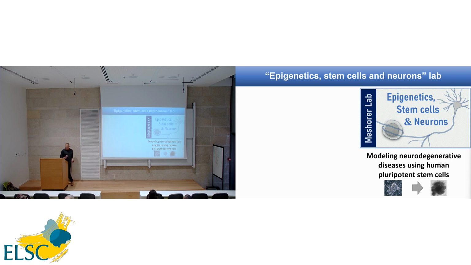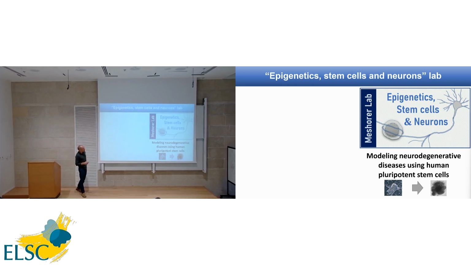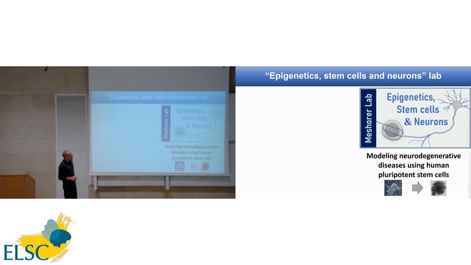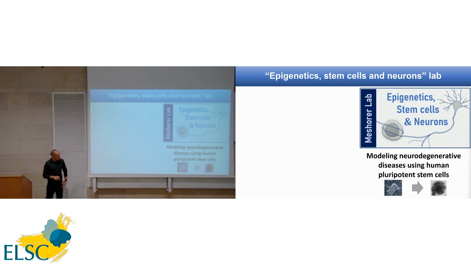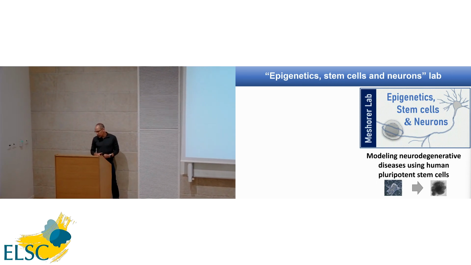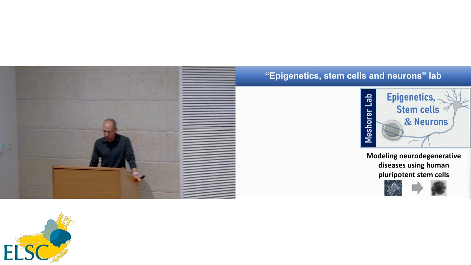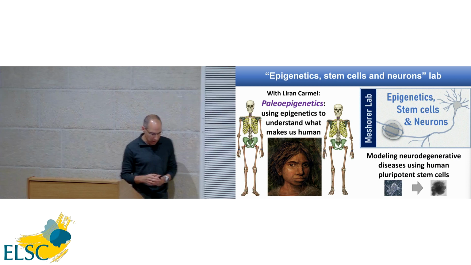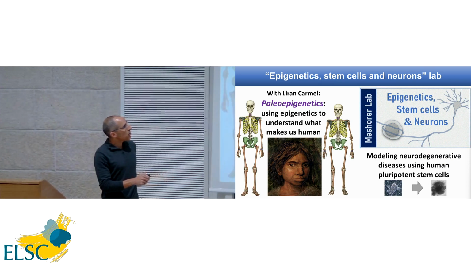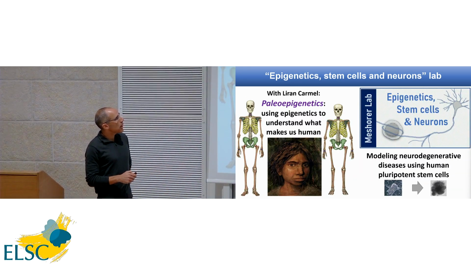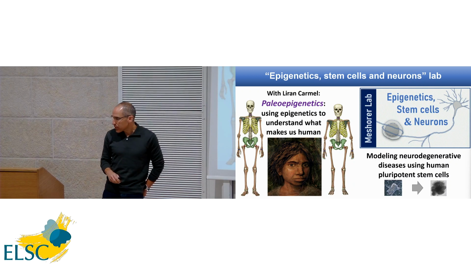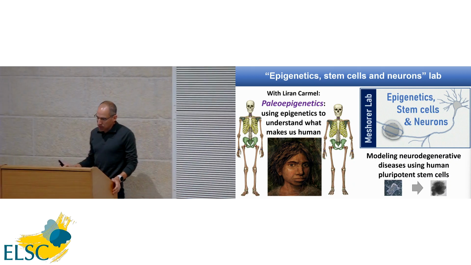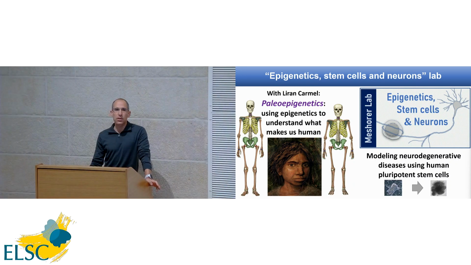Our lab is kind of split into three, but two of our main topics these days are, one is modeling neurodegenerative diseases. We're also doing some basic epigenetic studies in mouse stem cells, and also a topic which we call paleoepigenetics, a topic which we spearheaded together with Eran Meshorer about 10 years ago. This is studying epigenetics of ancient genomes, but I'm not going to discuss it today at all because I don't have time.